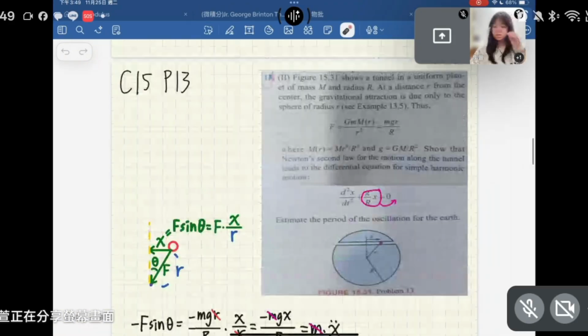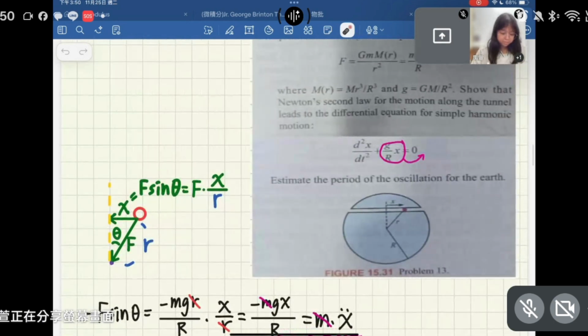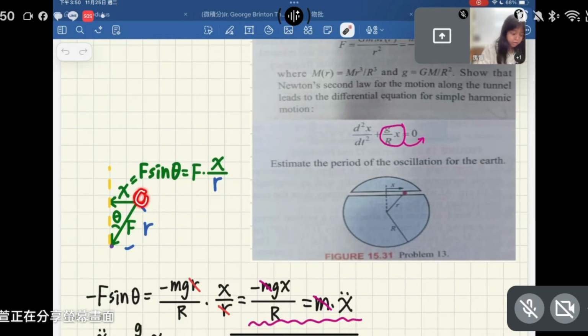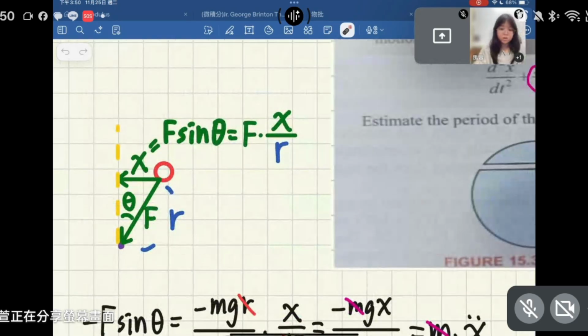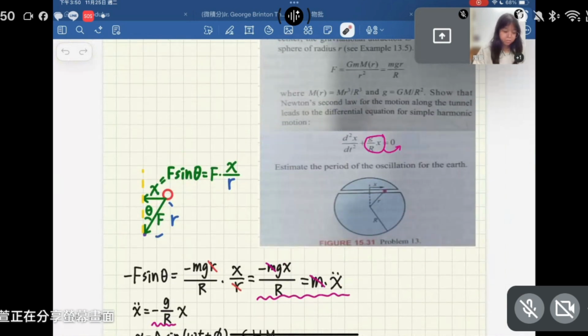Okay, let's move to chapter 15, problem 13. It says we have to estimate the period of the oscillation for the Earth, and I draw this ball here, and this ball will experience a centripetal force like this. Since we only need the x direction component, we can decompose the force into a component in the x direction that equals F sine theta, which equals F times x over r. From the problem, F equals mgr over big R.